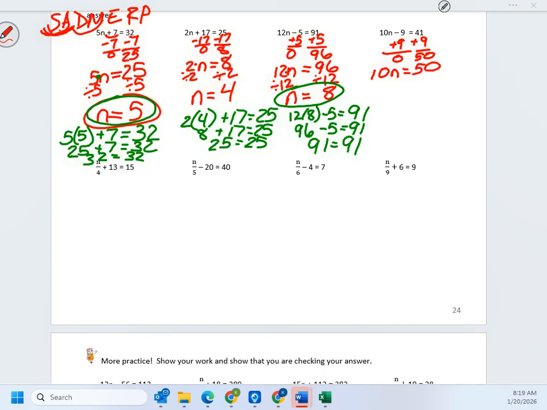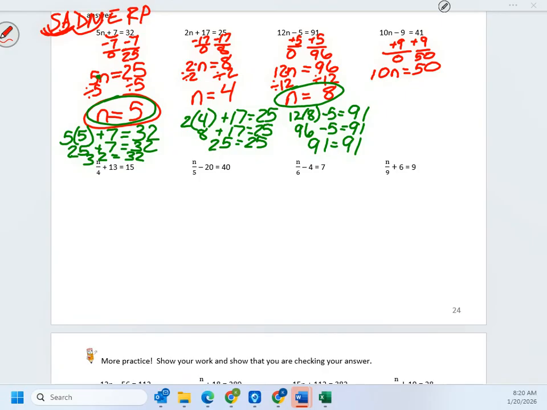10n equals 50. Now I look at that and say, what operation is happening? What is its opposite that I need to do? So then what operation is 10n and what's the opposite? So I have a few people just kind of staring at me. I really want you to challenge yourself. What operation is happening with 10n?